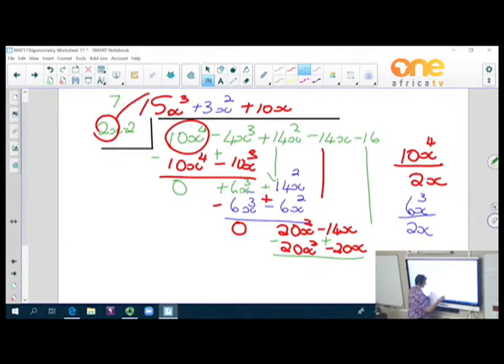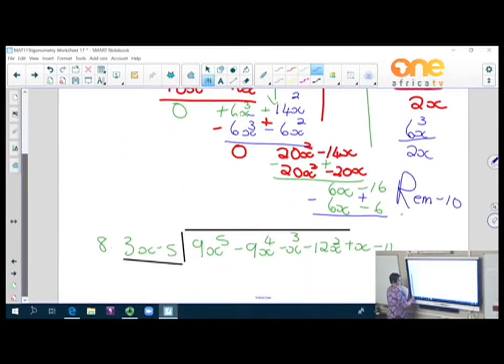Plus 20 gives you then 6x here, and you bring down the minus 16. So 6x divided by 2x is plus 3. Multiply there, so we have 6x minus 6. Subtract, so you change the second signs and add. Negative 16 plus 6 is then remainder negative 10. Remainder negative 10, that one. And let's look at the last one.